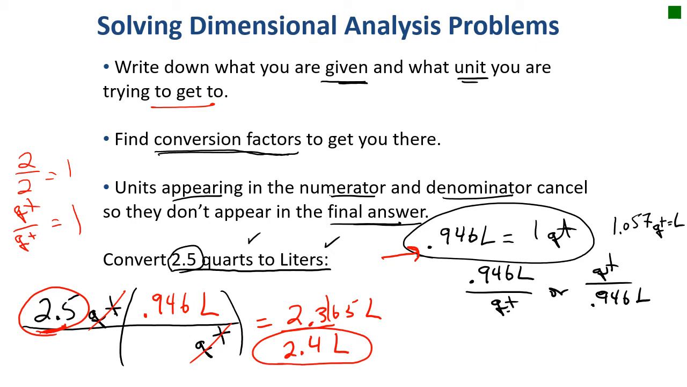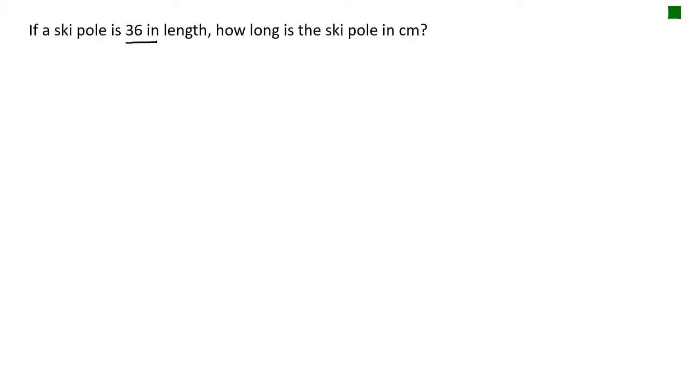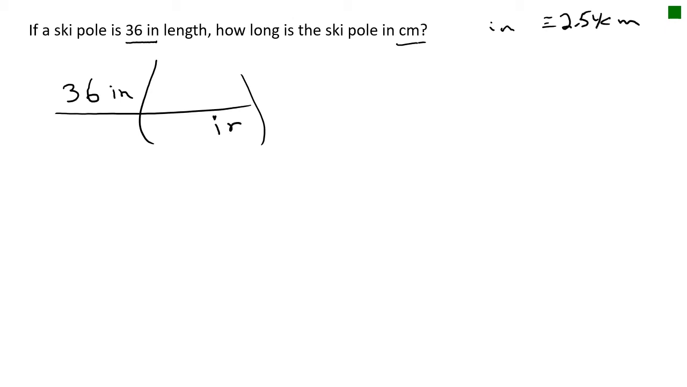Might be multiple steps. So the ski pole is 36 inches in length. How long is it in centimeters? Well, we know we need to go from inches into centimeters. So we look up conversion for that, and we find there are 2.54 centimeters exactly in 1 inch. And if we do this, we're going to start out with 36 inches. We know we have to put inches in the denominator so we can cross off that unit, which means we put the 2.54 centimeters in the numerator. And when we multiply that through, we are going to get to 2 sig figs, 91 centimeters.